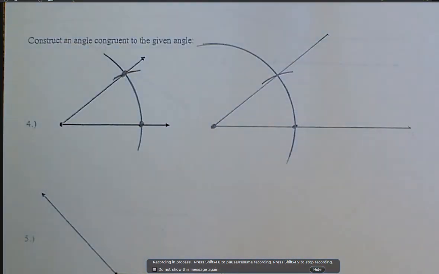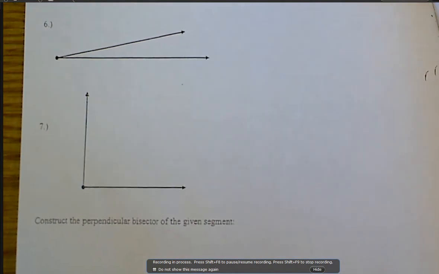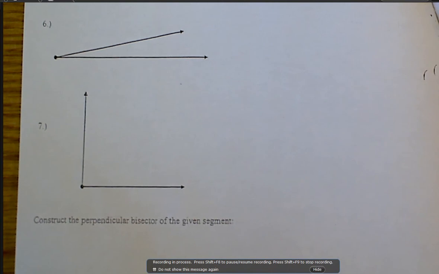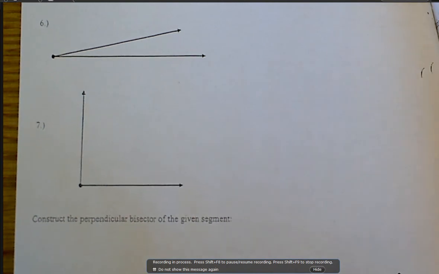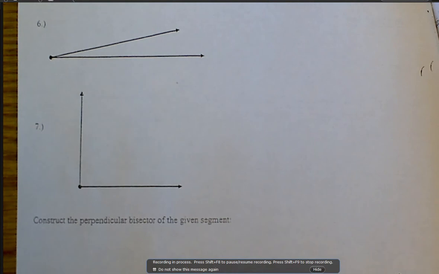Okay? Try number 5, and I'm not sure if number 6 is the same thing or not. It is. 6 and 7. You can go ahead and give those a try. Those are still constructing angles. Okay? Go ahead and hit pause and try those. And if you need to rewatch the video to go over how I constructed those, go ahead and rewind. Moving on.